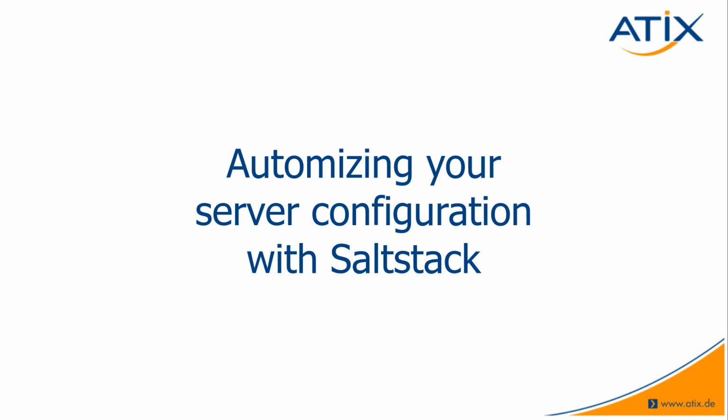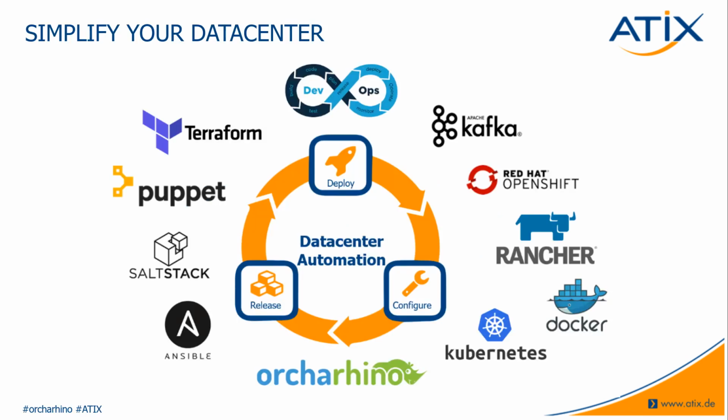For that, let's have a look in our data centers in general. In the data center, there are several levels on which your infrastructure can be optimized, and there are plenty of places where ATEX can support you. One possibility is, for example, running a container infrastructure, for example, Red Hat OpenShift, Rancher, Docker, or Kubernetes.